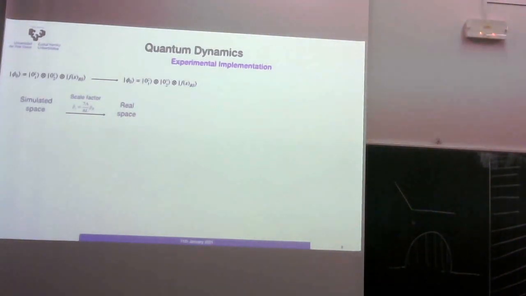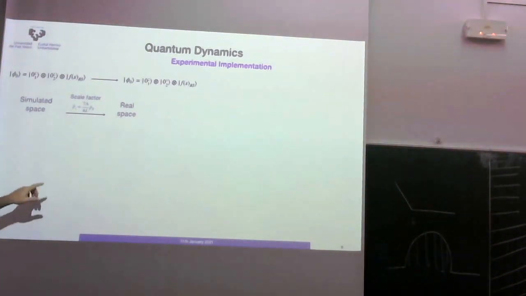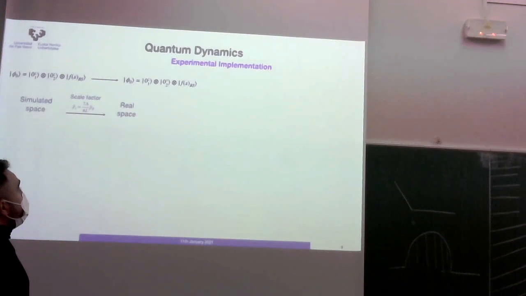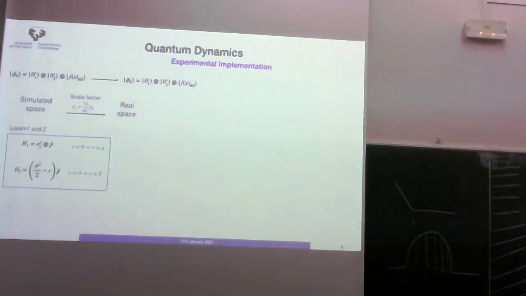So first of all, we have simulated the space, which is the space of the stocks, and we also have a real space, which is the physical one of the ion trap. So we need to scale our operators from the reality, the physical operators, to the simulated operators that are describing the dynamics of the market. Essentially, for the first and second Hamiltonian, for these two terms, we are going to use laser 1 and 2 that are acting on both ions at the same time.